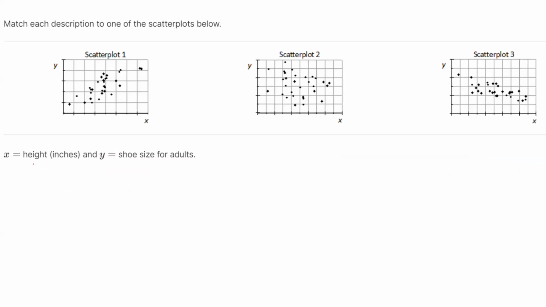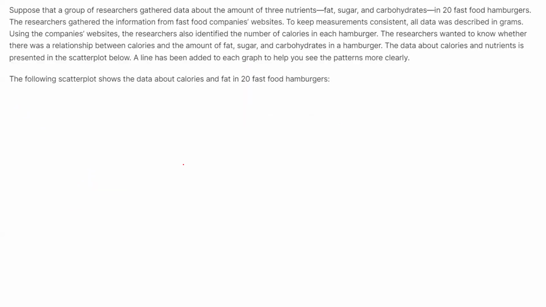Next one, x is the height and y is shoe size for adults. Okay, common sense says if the height increases, we expect the shoe size to increase as well. So as the height increases, the shoe size increases as well. It is going to be the first scatter plot. This is common sense, so we are using common sense here, everyone. Beautiful.